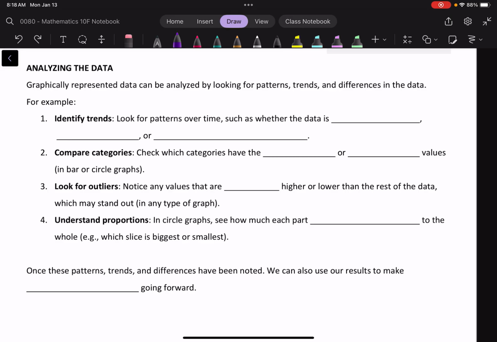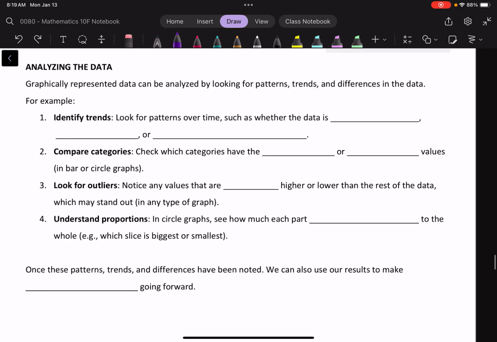First and foremost, we could look for trends. These are patterns that exist over time. This can include data that is increasing, so it's overall getting bigger or going up. We can look for data that is decreasing, so the opposite, it is going down over time. Or a trend could just be that it's staying the same. Right? We might not notice any change overall, which could also be a trend.